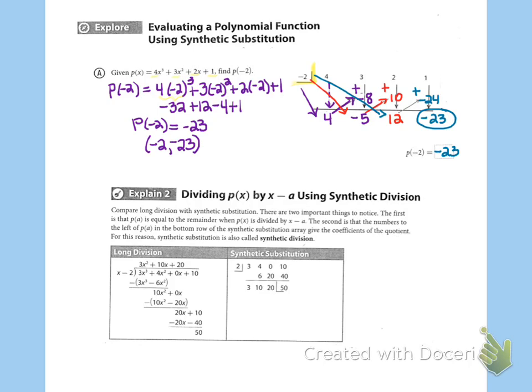Now, I would like to take a second and show you one more example of synthetic substitution. I know you don't have this in your notes, but I'm going to go ahead and make up one more example and see if I can show you a place where there's a typical pitfall that students encounter, and just head that off at the pass. So here's an example.